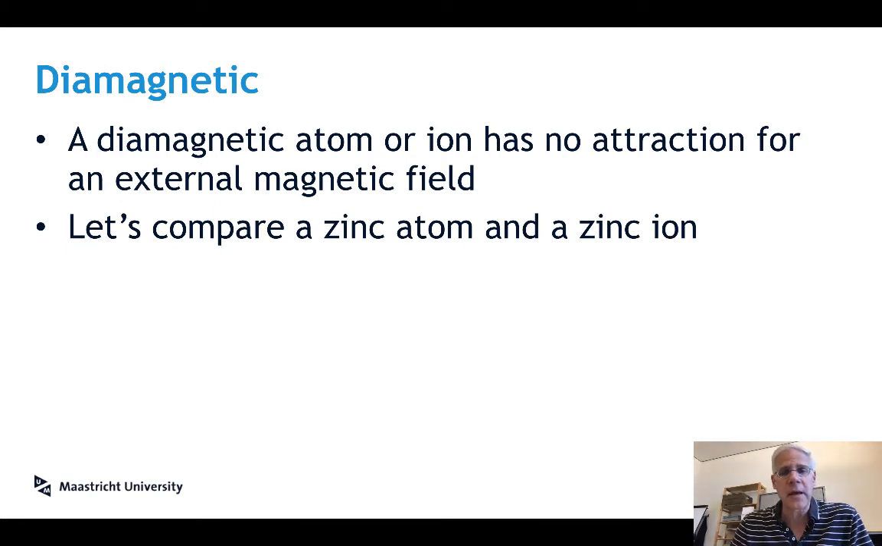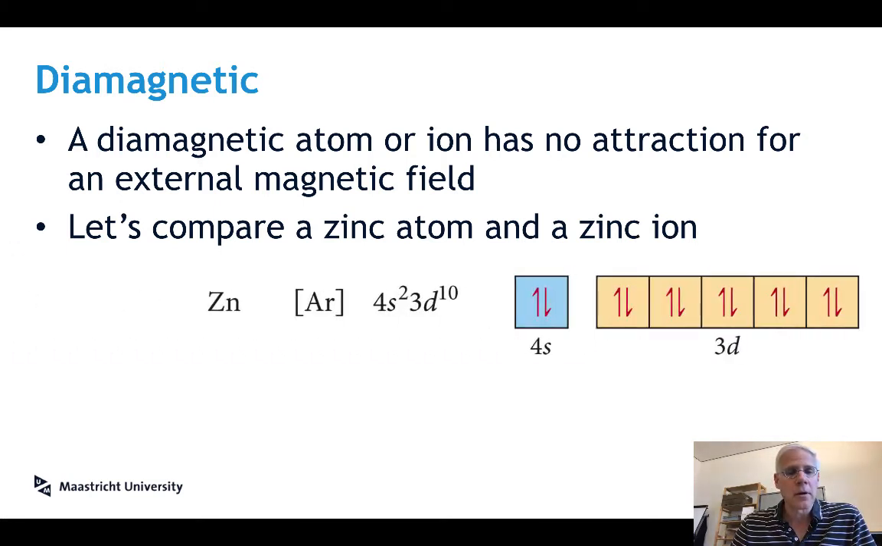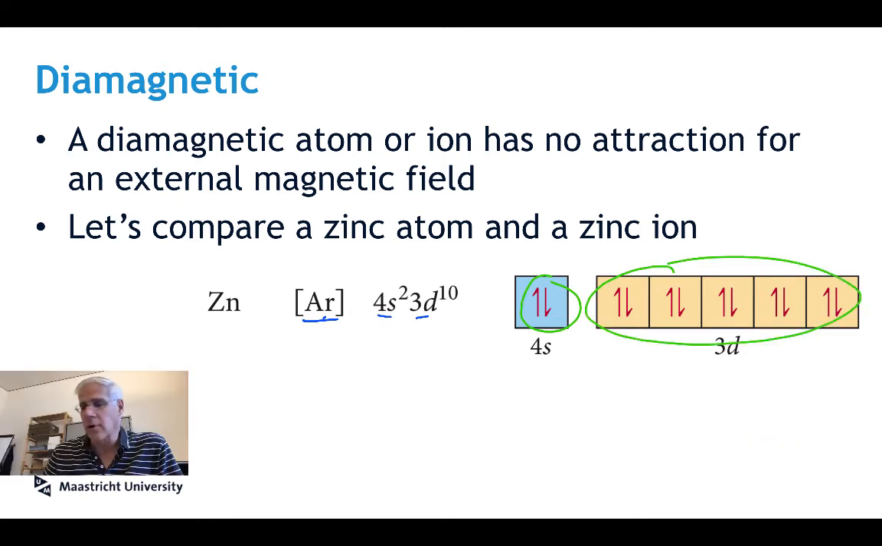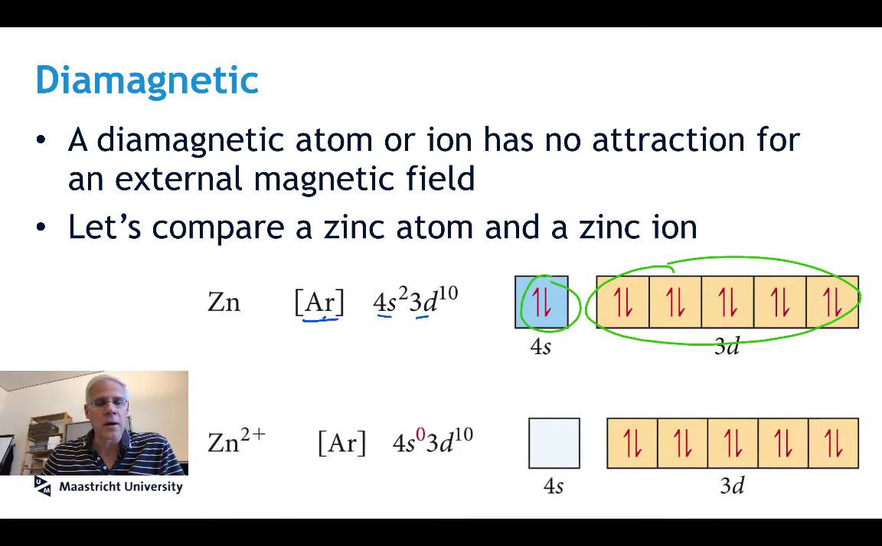Let's compare a zinc atom to a zinc ion. A zinc atom has an electron configuration of argon, 4s2, 3d10. We see that every single one of our electrons in there is paired. A zinc ion has a 2+ charge, and we see that it is also diamagnetic. Now that tells us a couple of things. Notice that the 2 electrons came out of the 4s because 4s is valence and the 3d's are not.